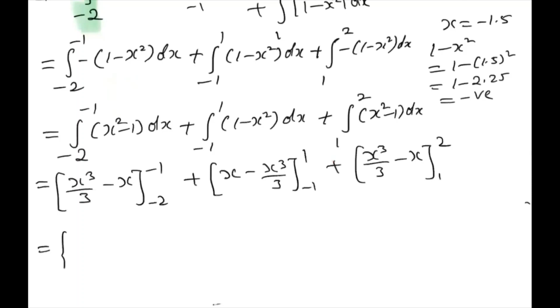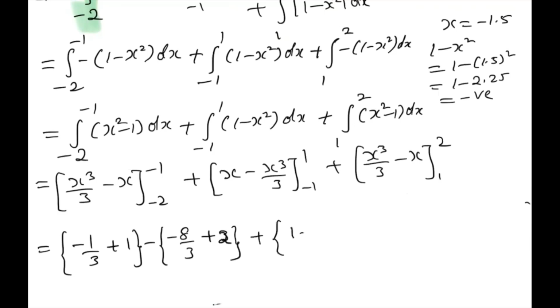Upper limit, if I take x equal to minus 1, you get minus 1 by 3 minus of minus plus 1. Lower limit, if I take minus 2, minus 8 by 3 minus of minus plus 2, plus 2, plus upper limit 1 minus 1 by 3 minus lower limit minus 1 whole cube becomes here 1 by 3.